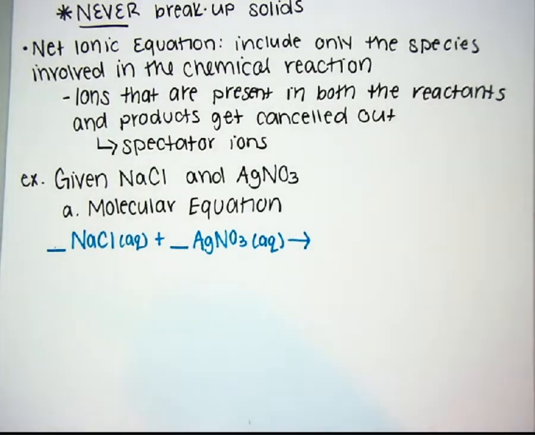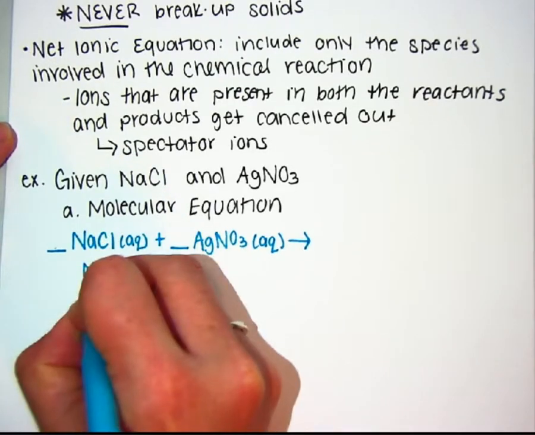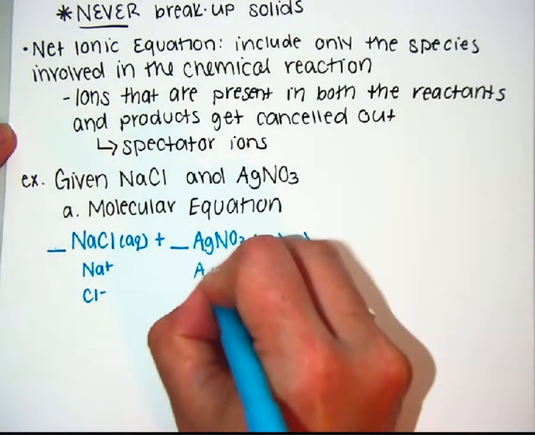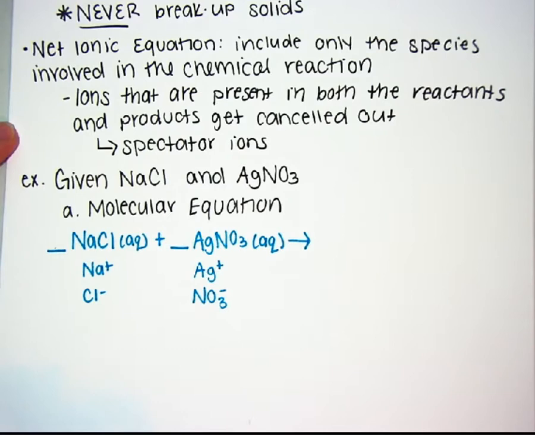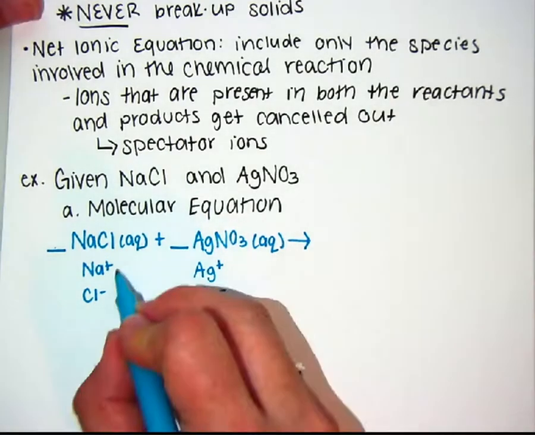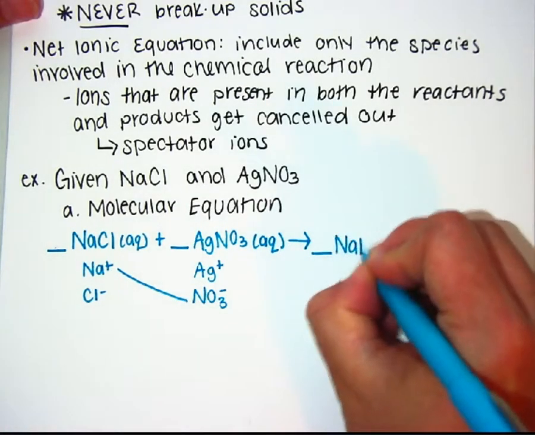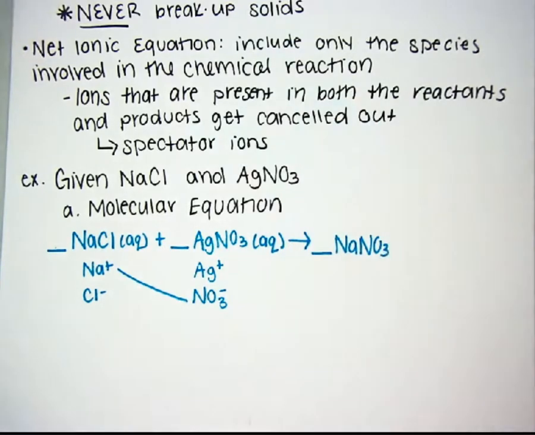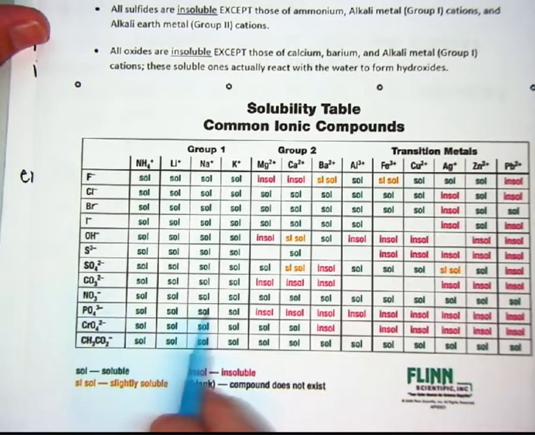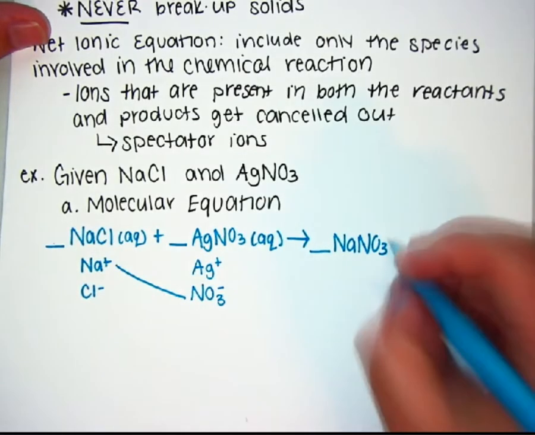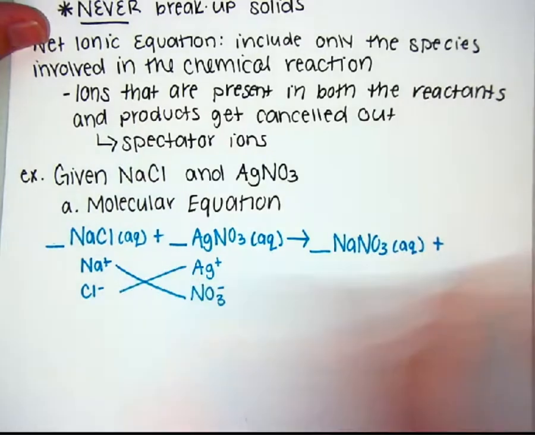Next, we have to predict products. So step 1, determine the charge of all the reactants. Step 2, figure out who's going to bond with who. Positive ion of the first will go with negative of the second. I'm going to go back to my solubility table, find sodium, find nitrate. It is also soluble, so it gets the AQ. Silver will bond with chloride.